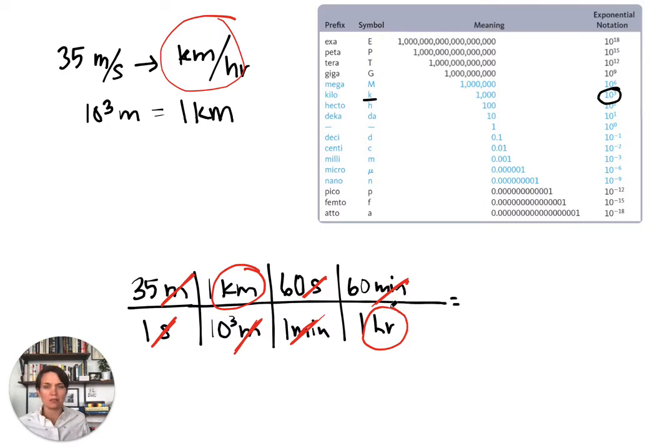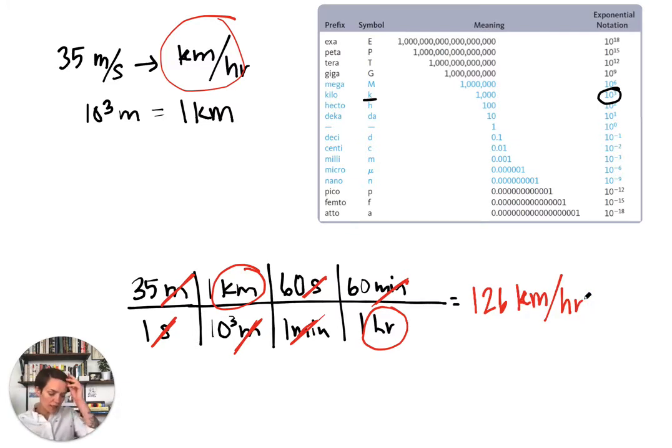Get in the habit of double checking that your units cancel out correctly. Also make sure that you write your conversion factors correctly. So, two really big things to double check. It is amazing the number of times students would get a problem right if they had just paused to do this exercise. Okay, so let's plug it into our calculator. 35 times 60 times 60. Take that value and divide it by 10 to the third. You get 126 kilometers per hour.